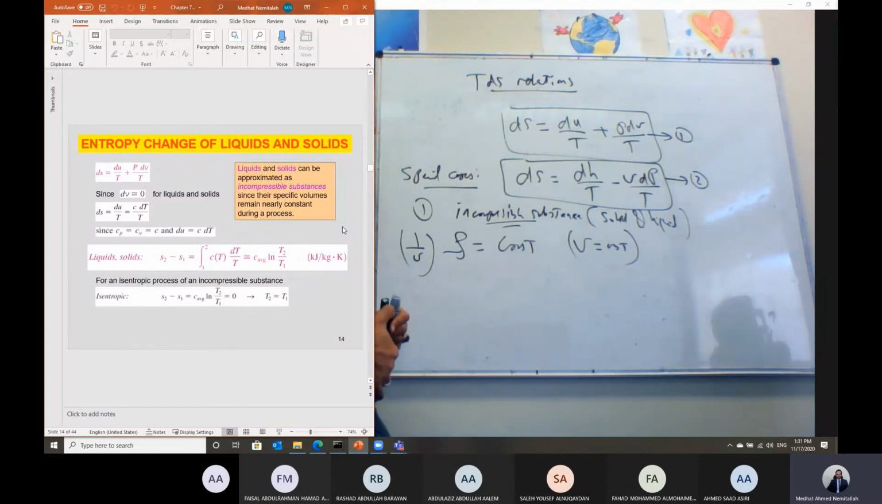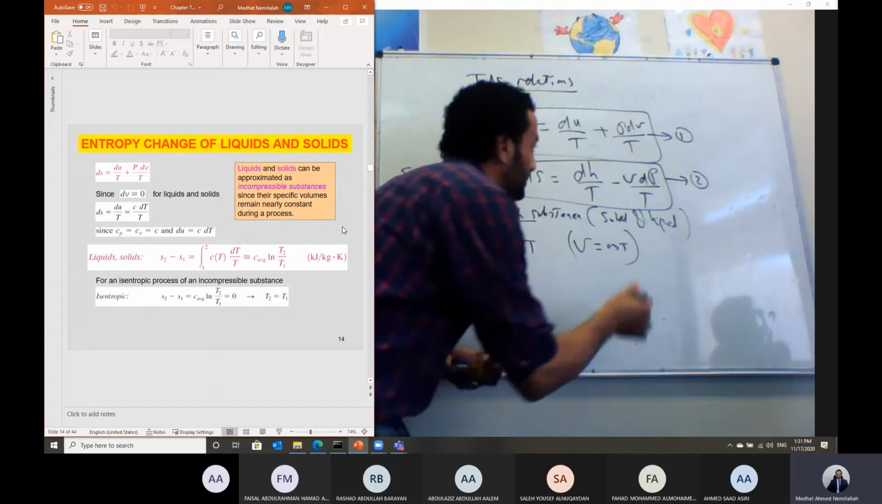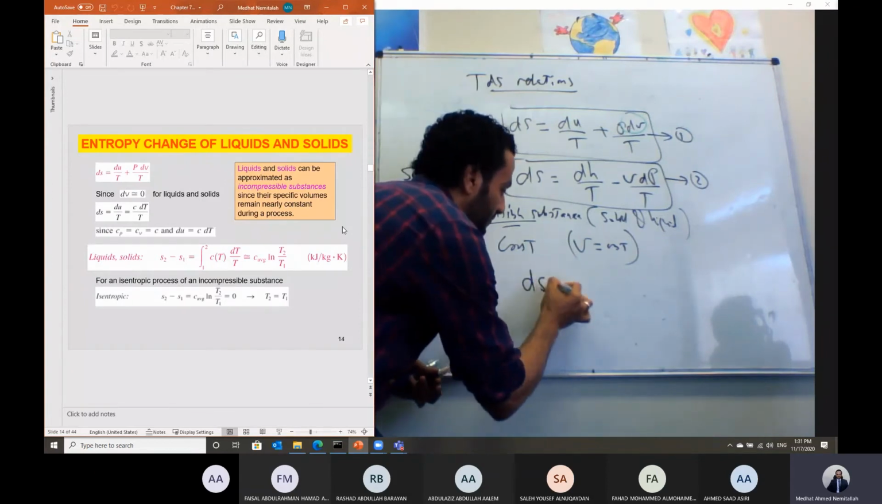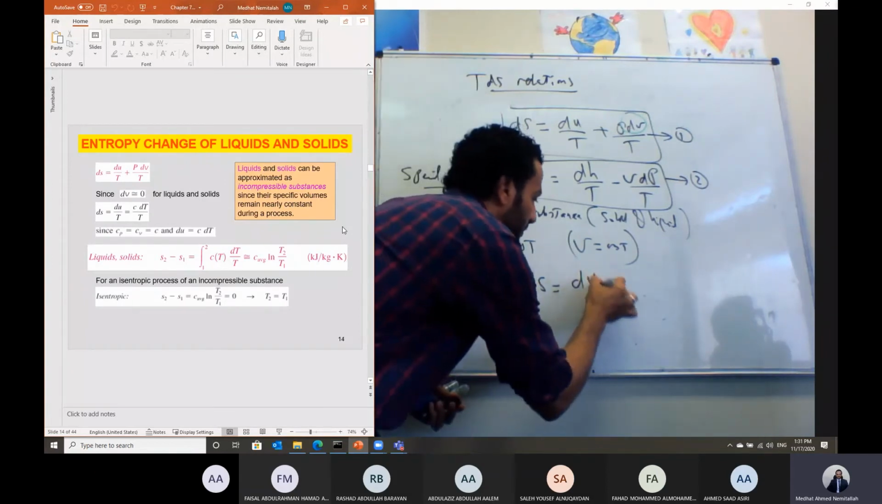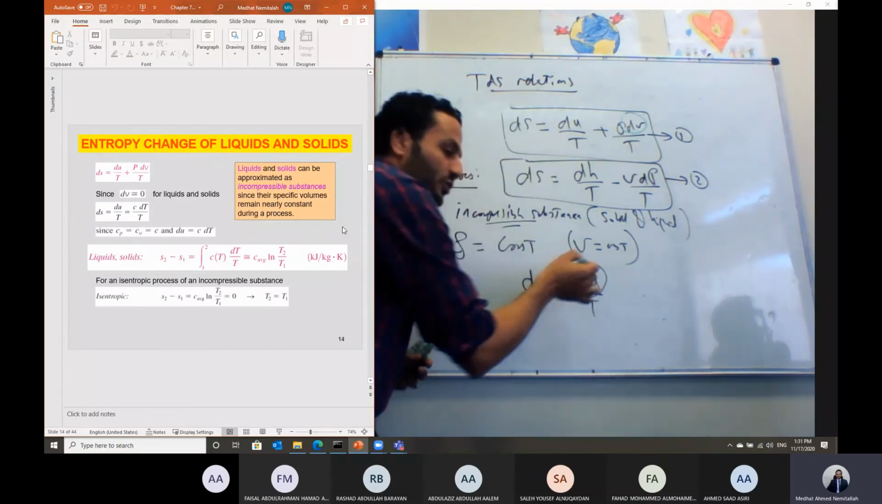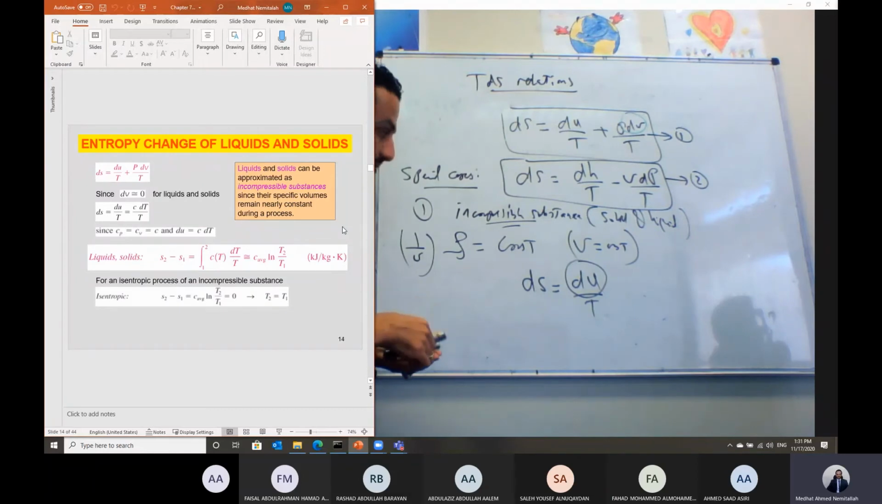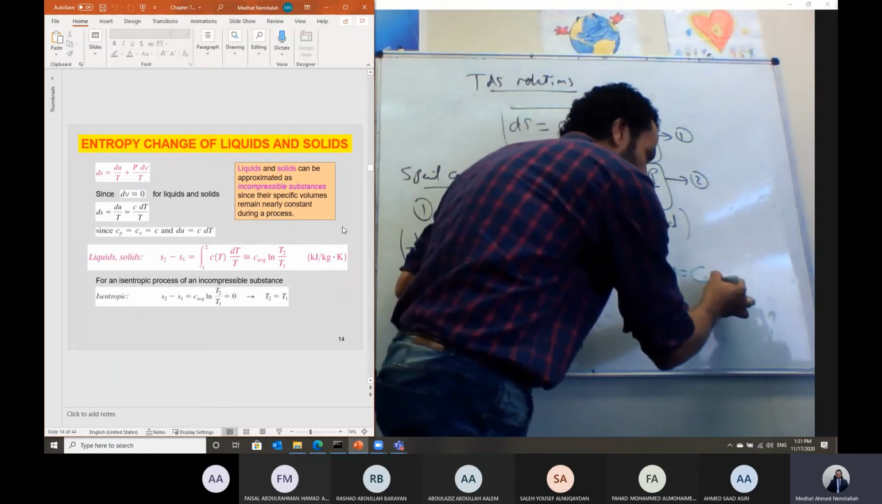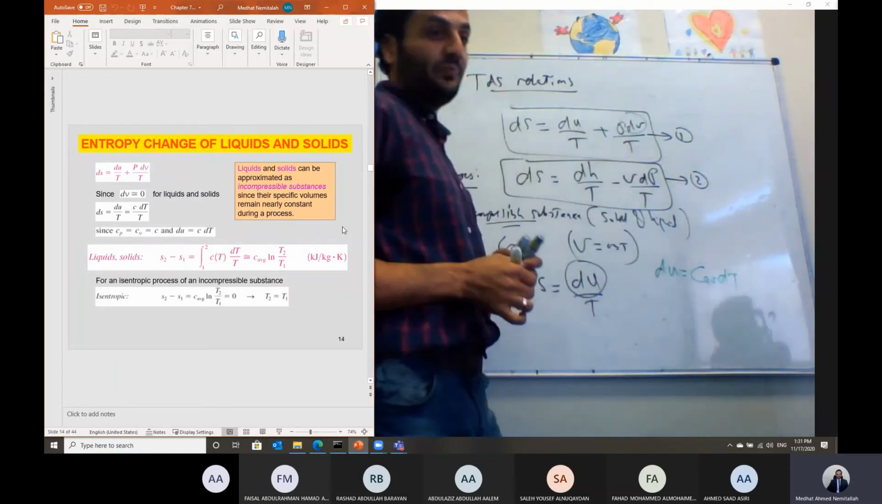Okay. If volume here is constant, so delta V will equal what? Delta V will equal 0 in this case. And based on this, we can calculate delta S for an incompressible substance, which will equal delta U over T. But do you recall from chapter 4 how we can calculate delta U? If you remember, delta U for an incompressible substance will equal C average multiplied by delta T.